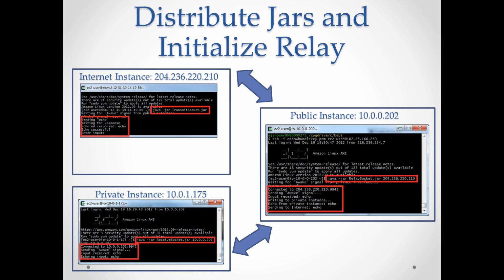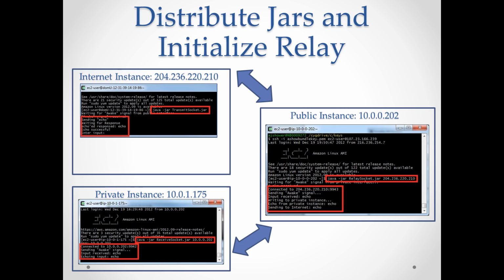The first step is to run the transmit socket on the internet instance, which just waits for a connection. After deploying the relay socket onto the public instance, that is started with an input argument of the IP address on which the transmit socket executable is running, which is 204.236.220.210. Once that executable is started, it just waits for a connection to its server socket.